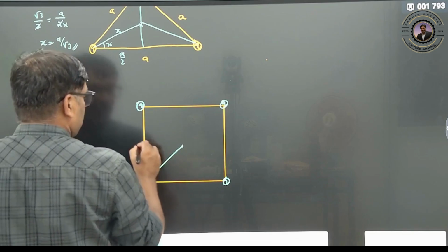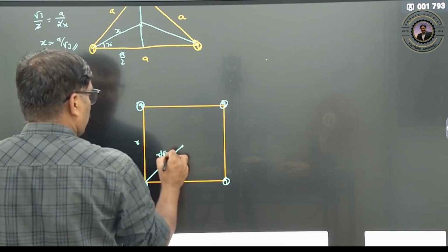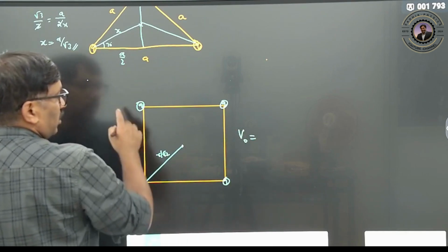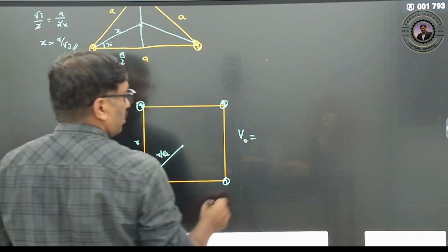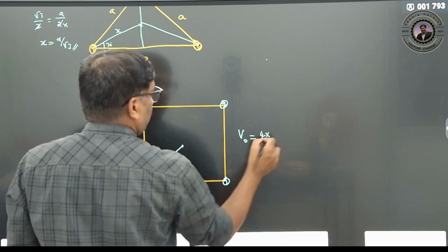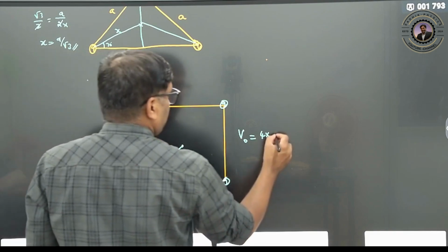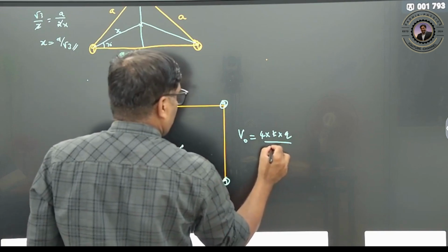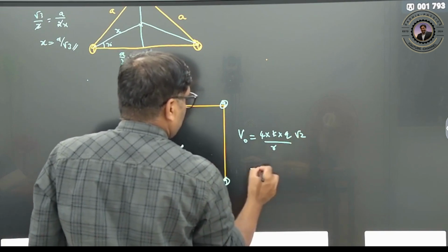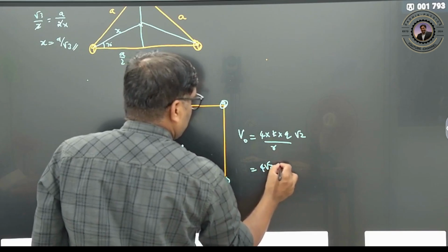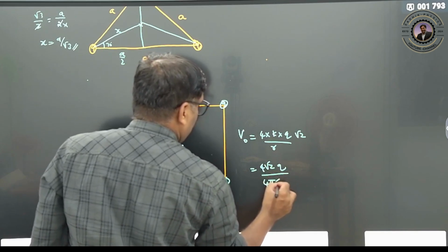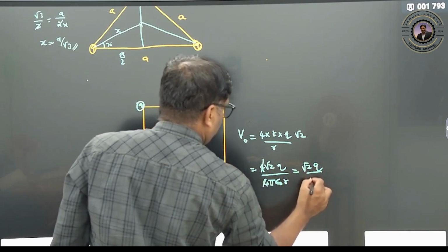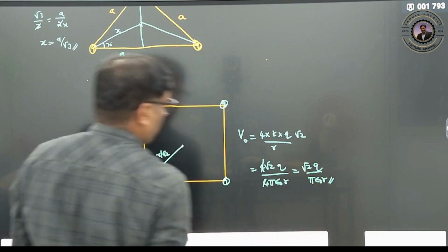Therefore, this distance is R by root 2. The potential at the center will be equal to how much now? Same charges, same distance, so 4 into K. K is how much? K into Q by R by root 2. So 4 root 2 into Q by 4 pi epsilon naught into R. The 4 cancels, giving root 2 into Q by pi epsilon naught into R.